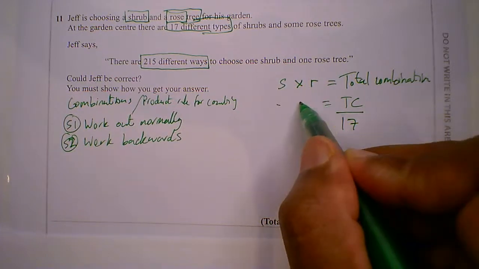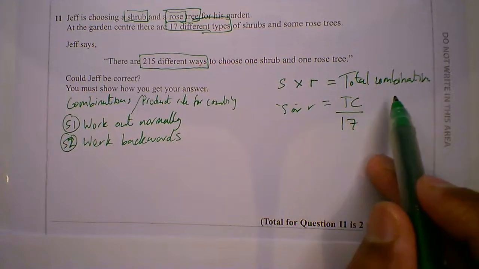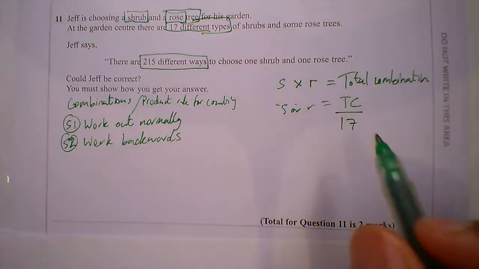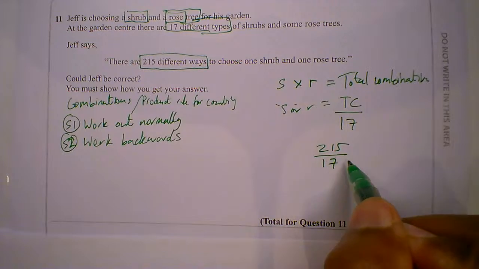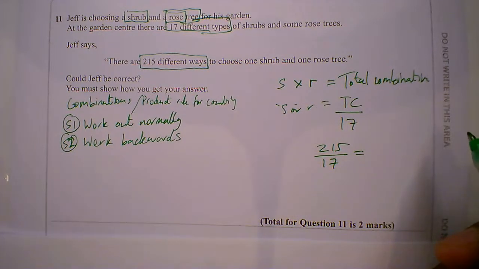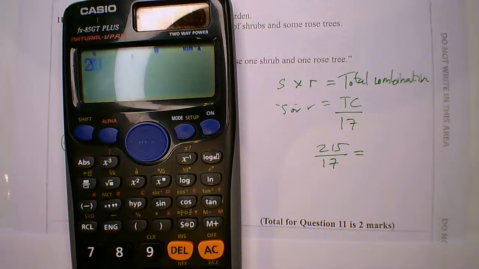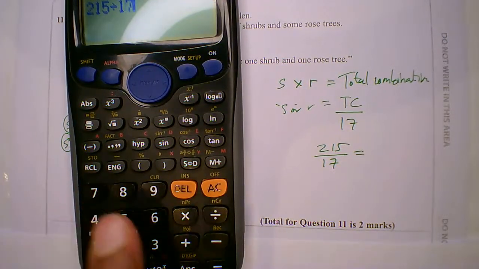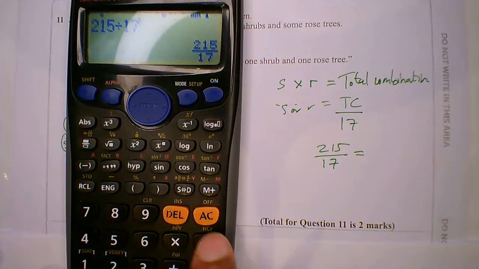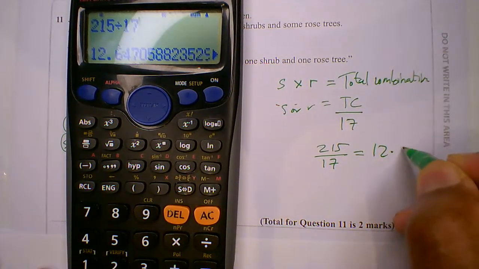To give me one of these answers, S or R. Okay, so I'm told it's 215, so I'm going to do 215 divided by 17. Let's see what that is. Calculator paper. 215 divided by 17 gives me 12 point something.